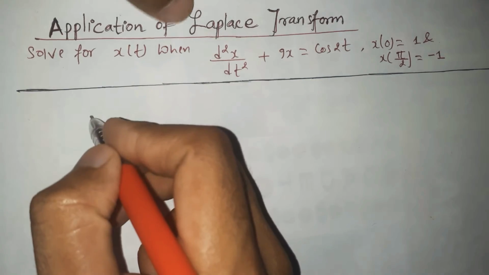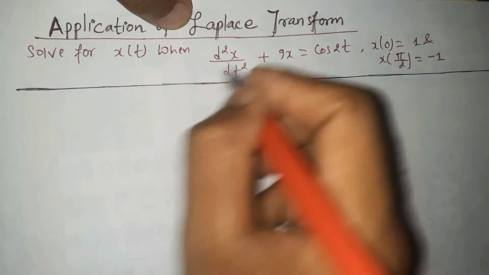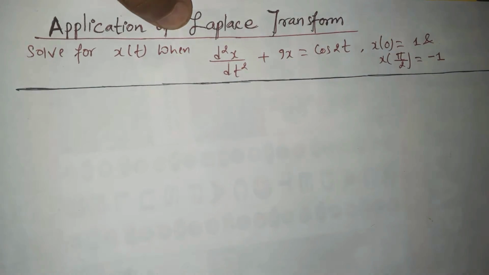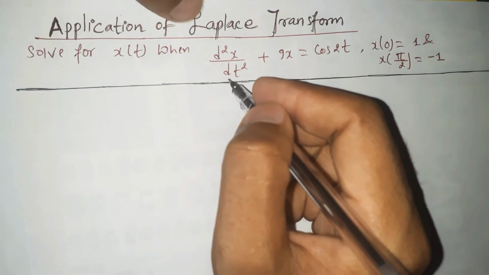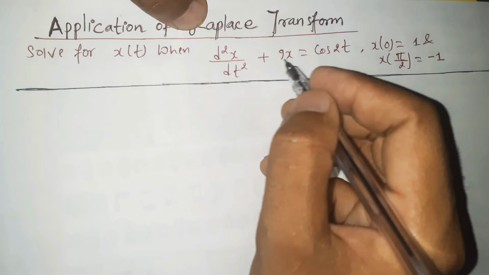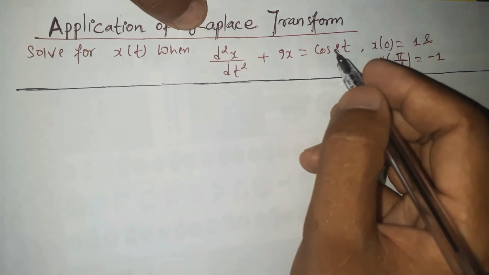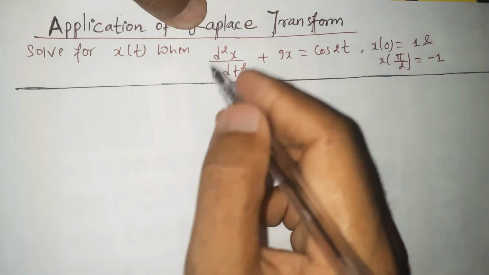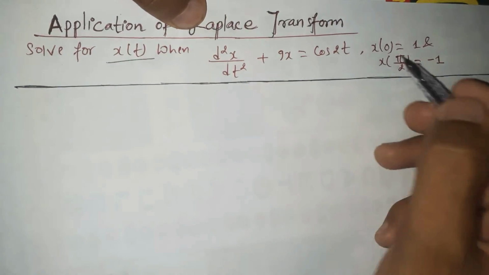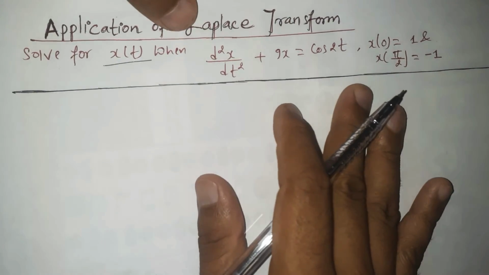Here is the given differential equation: d square x over dt square plus 9x equals cosine 2t. Here t represents the time, and we have to solve for x of t by using these conditions.